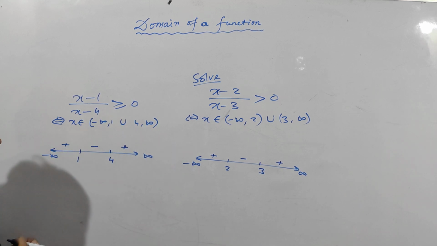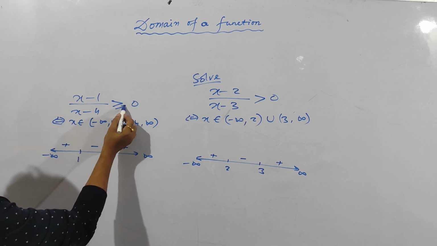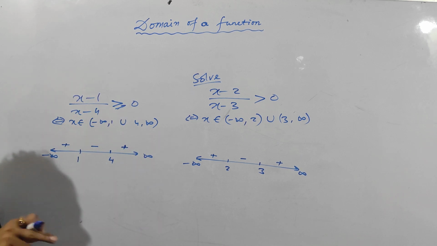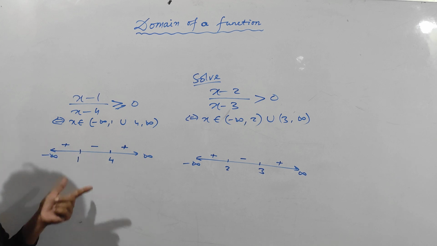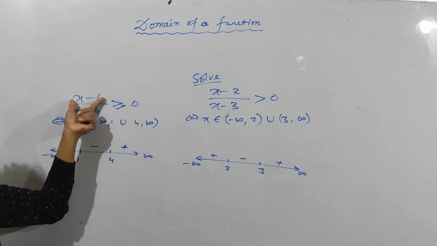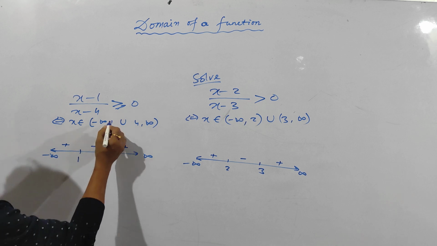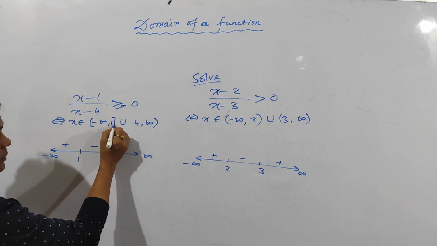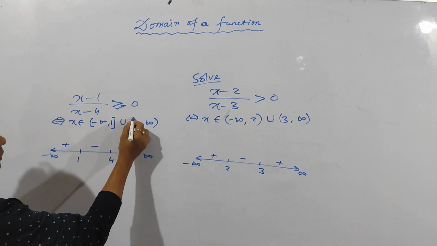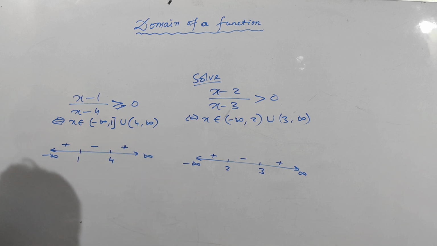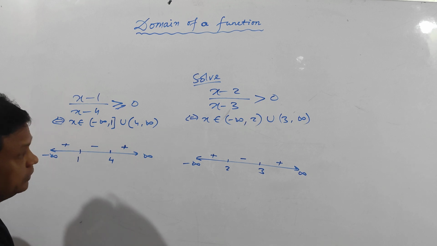Infinity is always open. And for equal to 0, p by q will be equal to 0 when p is 0. That means x minus 1 equal to 0, that means x is equal to 1. So 1 should be included. That means put a closed interval here and this should be open. So these are the two conditions. And another condition I am going to tell you.